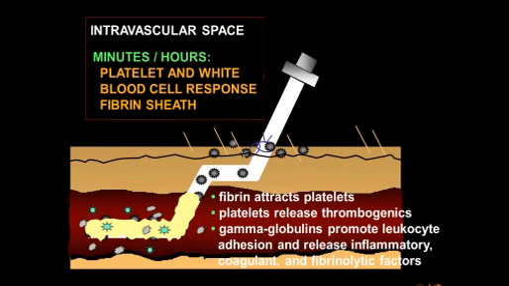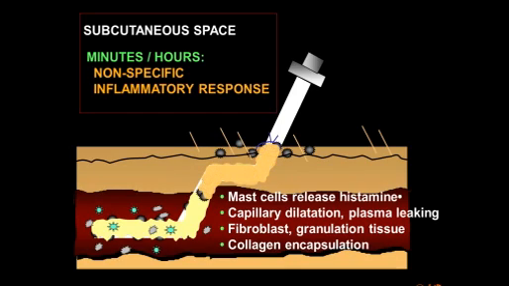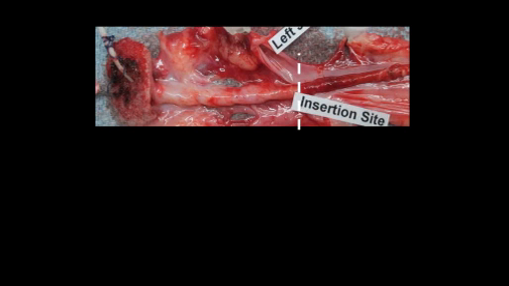Within minutes, then, we'll have a platelet and white blood cell response, and they will adhere to the fibrin and proteins in the conditioning layer. These platelets then will release thrombogenics, and the thrombogenesis pathway begins. Also, in the subcutaneous space, within minutes to hours, we have a nonspecific inflammatory response because we have traumatized and injured these tissues. So we will have mast cell release, capillary dilatation, the invasion of fibroblastic and granulation tissue, and eventually, in that end process of the healing, we will have the collagen encapsulation that we observed.